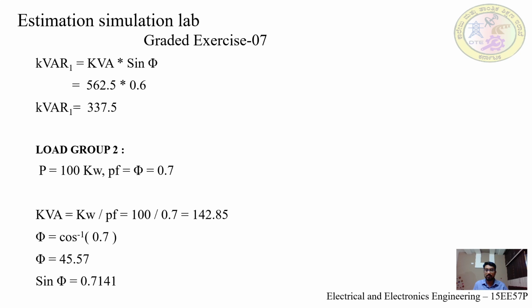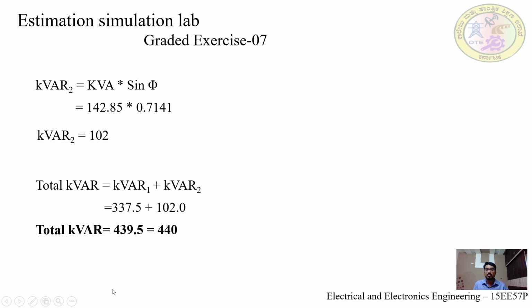Here, the power is 100 kilowatt operating at 0.7 power factor. kVA, as we saw in the previous slide, is given by kW by power factor. kW is 100, power factor is 0.7. Hence, the kVA value is 142.85. Phi is equal to cos inverse of 0.7, hence the value of phi is 45.57.